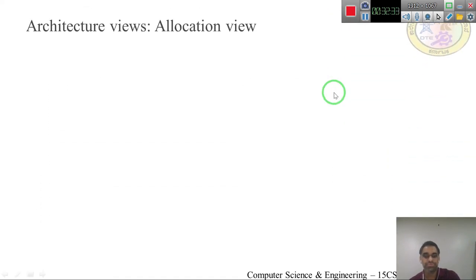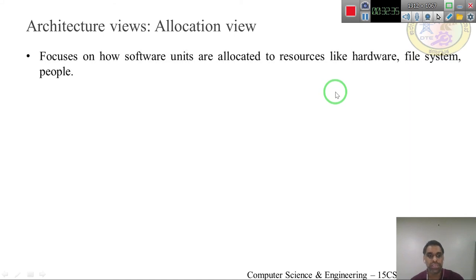So the next one would be allocation view. What is allocation view? Allocation structure mainly deals with the relationship between the software elements and the elements in one or more external environments in which the software is created. The focus would be on how software units are allocated to resources like hardware, file system or people.